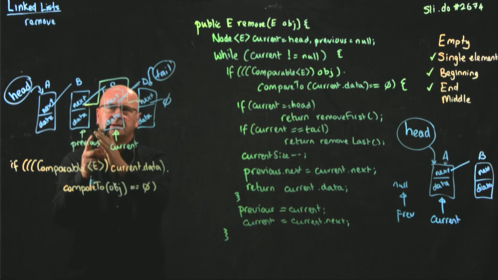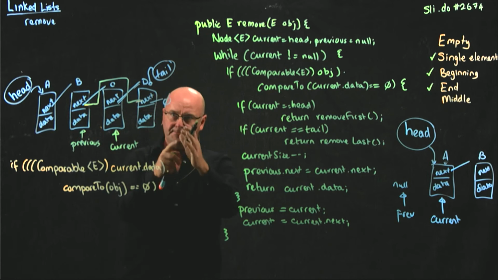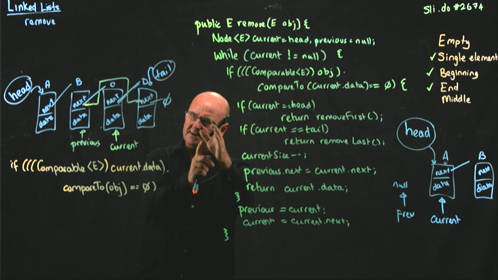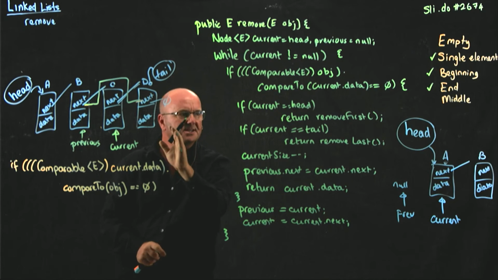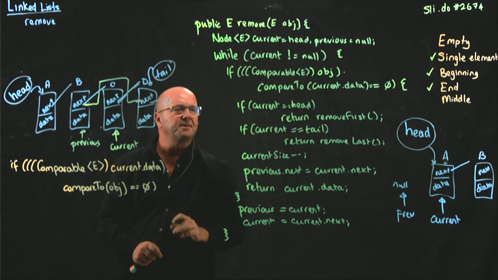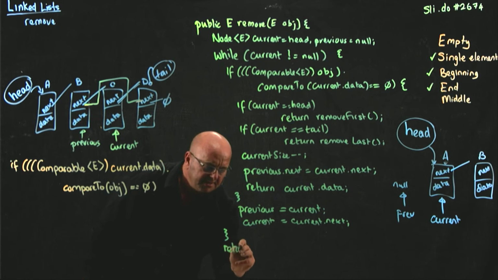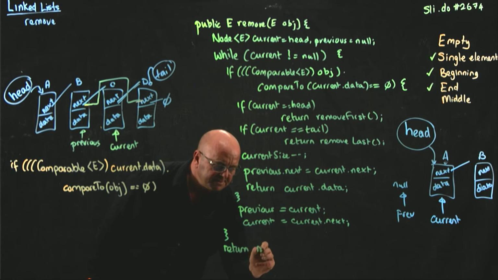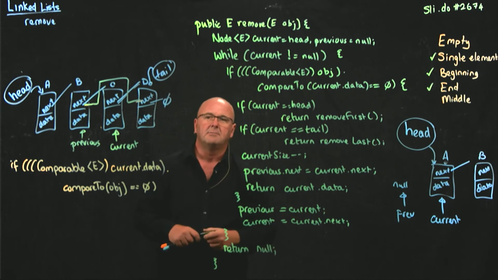Previous equal to current, current equal to current.next, previous equal to current, current equal to current.next. That goes all the way through until current is null. Once current is null, that means we've checked everything to see if it's what the thing we want to look for. And if it's not, we say, sorry mate, your stuff's not here. That's my English accent. And we just return null.